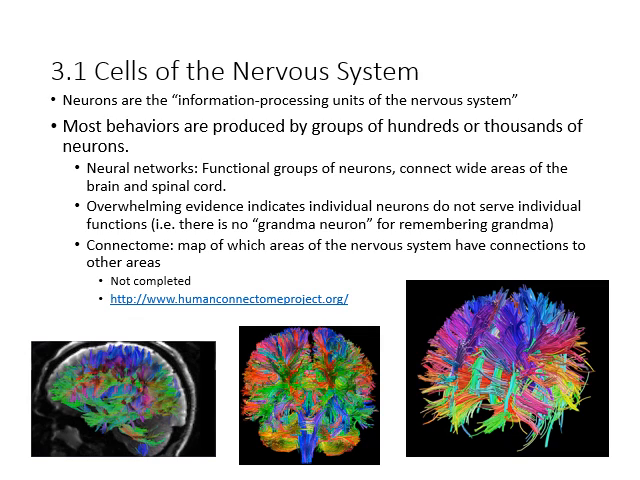So functional groups of neurons are connected over wide areas of the brain and the spinal cord. And the connectome is a map of which areas of the nervous system have connections to other areas. In humans, this is not complete. We don't have a complete map of which areas project to other areas, but it is an ongoing project. If you're interested, there's a link to the Human Connectome Project.